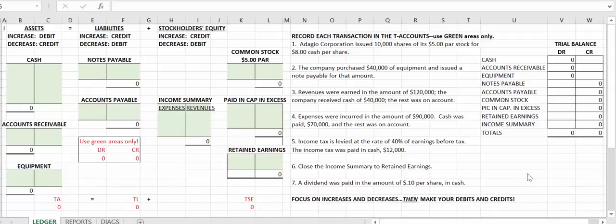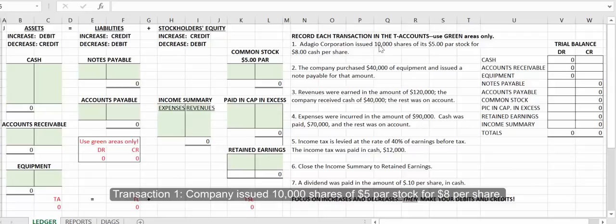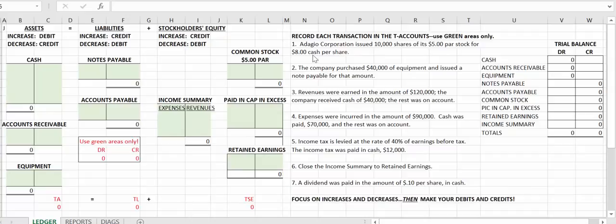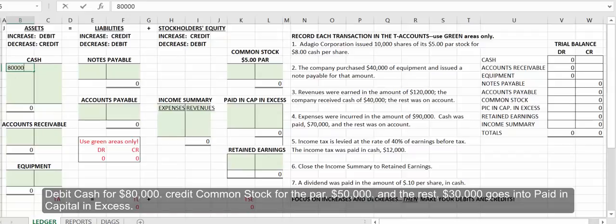So let's start here with transaction 1, and corporation issued 10,000 shares of $5 par stock, but they didn't just get $5, they got $8. So it's 10,000 shares at $8 that came in cash. That's going to be a debit to cash for $80,000. And notice over here in the trial balance, we now have a balance for cash.